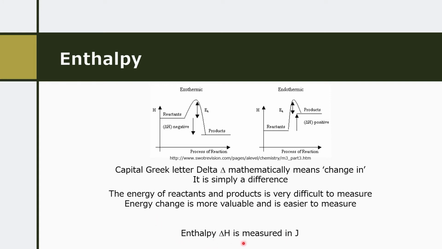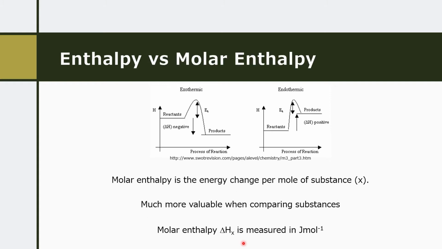Note as well, enthalpy is written as delta H and is measured usually in joules. That's the SI units that we use. A lot of the time we'll be using a term called molar enthalpy. Molar enthalpy is the energy change that's happening in a reaction per mole of substance that's either reacting or per mole of substance that's being produced. This is a much more valuable measurement than just regular enthalpy and energy change, because we can use it to compare energy changes for different substances.